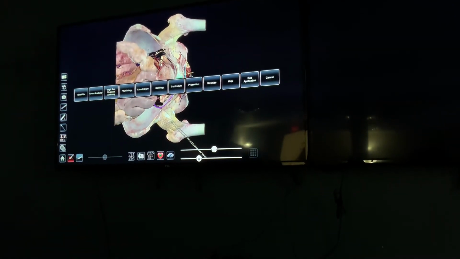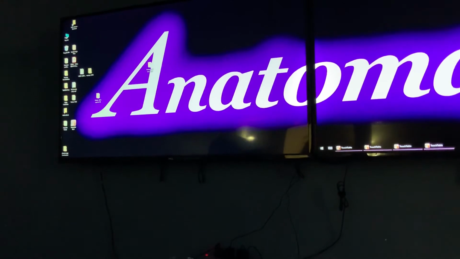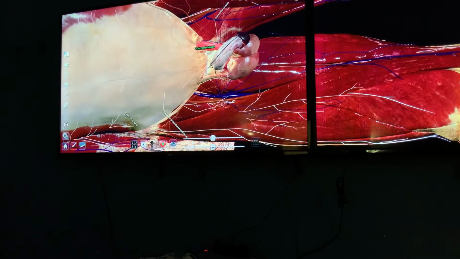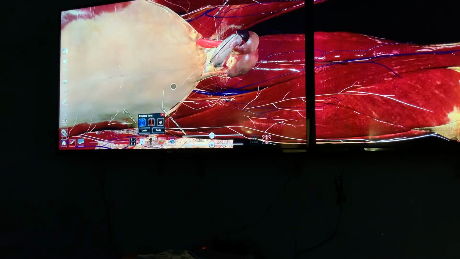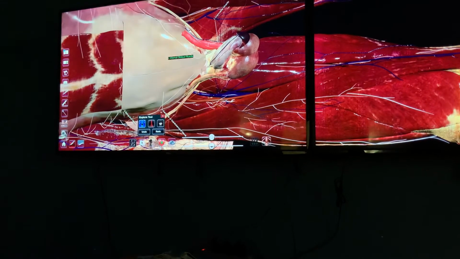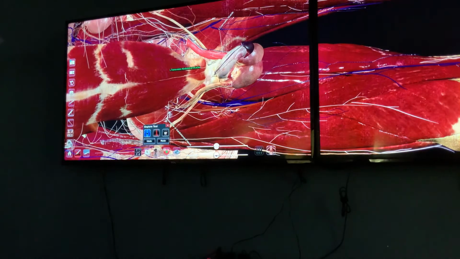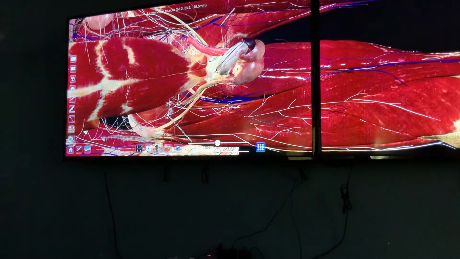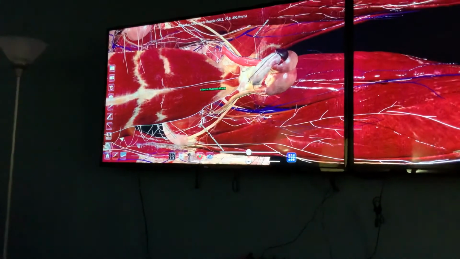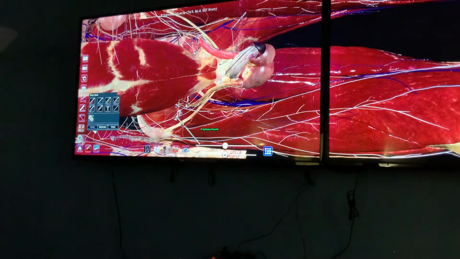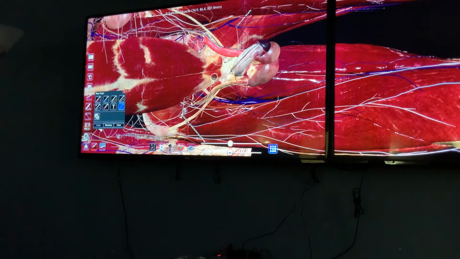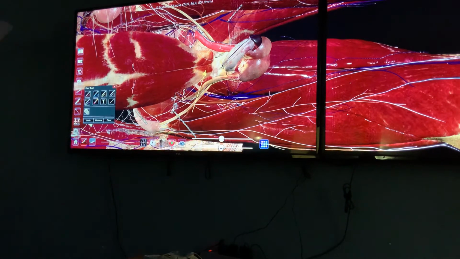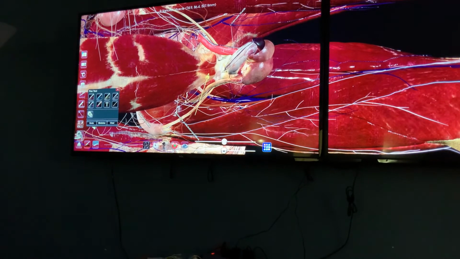Pyramidalis muscle. Pyramidalis, thank you. So on the table, if I touch this, it's just going to say rectus abdominis. But of course, we know that that little pyramid-shaped structure right here is the pyramidalis muscle. And there's one on the left, there's one on the right.